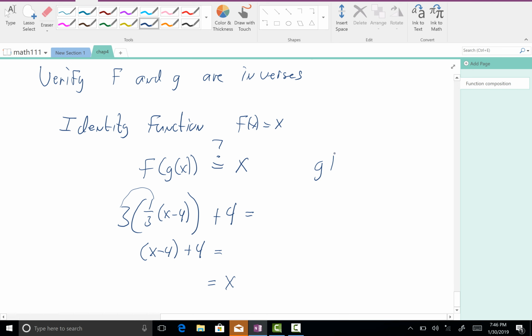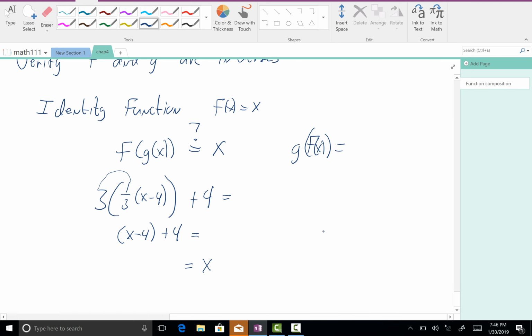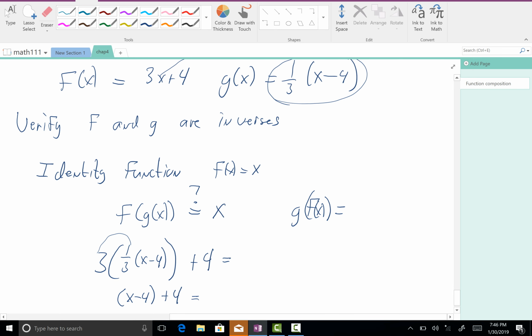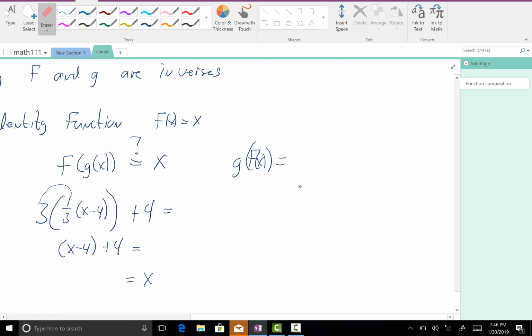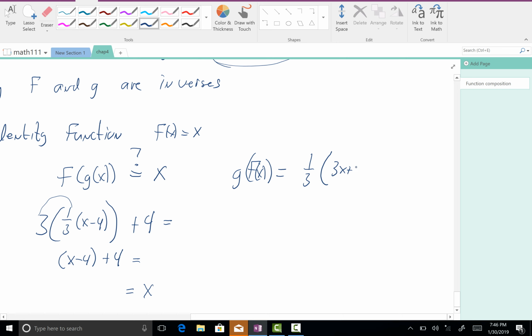Now, I should check it the other way just to make sure, because it has to work both ways. So now I'm going to take the f function, put it in g. 1/3 parentheses 3x plus 4. Okay, I'm going to put parentheses around it, minus 4, like that. Okay? Well, the first thing I notice is I'm going to take 4 and 4. Gives me 0. And notice that gives me x. So yes, they are inverses of each other.